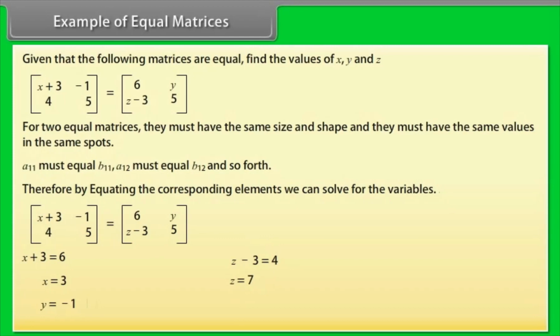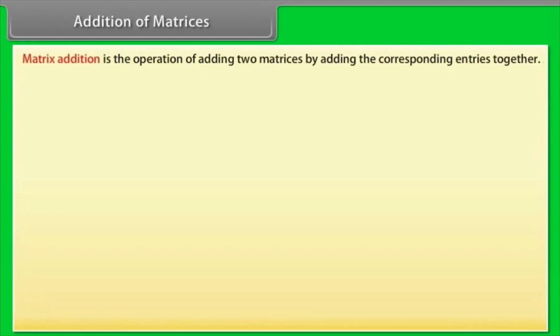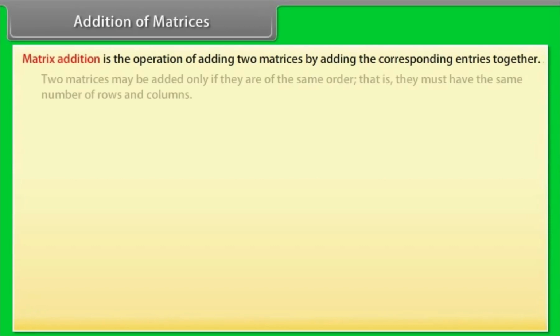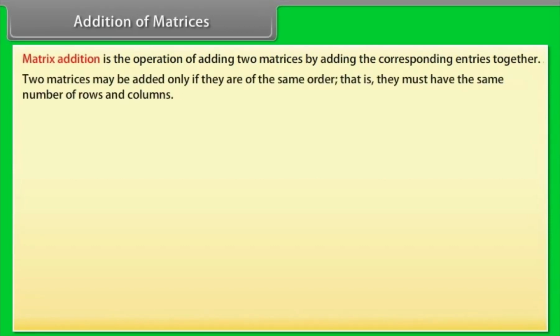z is equal to 7. Addition of matrices. Matrix addition is the operation of adding two matrices by adding the corresponding entries together. Two matrices may be added only if they are of the same order, that is, they must have the same number of rows and columns.